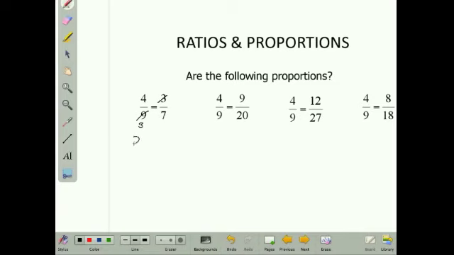7 times 4 is 28. 9 times 3 is 27. 28 does not equal 27. So this is a false statement. They don't equal each other, they're not proportions. Likewise again, 4 times 20 is 80, and 9 times 9 is 81. 80 does not equal 81, so it's not proportionate. These are not proportions.